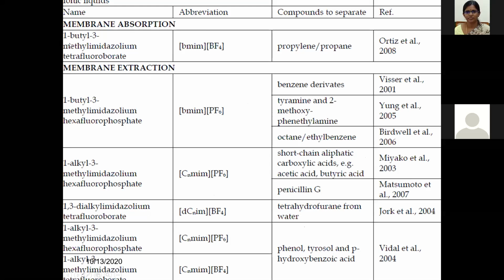You see 1-butyl 3-methyl imidazolium tetrafluoroborate. They are using it for absorption of propylene and propane. This has been studied by the scientist called Wortes.